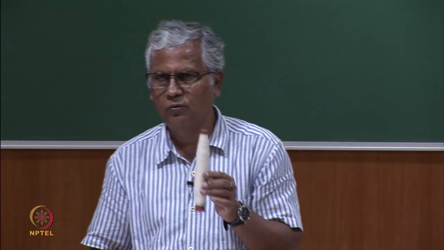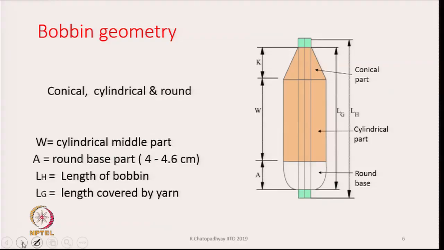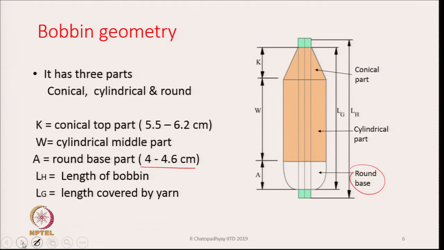We will discuss why it is a little curved also. So, this geometrical form of the bobbin is shown in this diagram, and what is there is that we have a conical part, we have a round base here, and we have a cylindrical part as shown in this diagram. The round base is 4 to 4.6 centimeter typically in length. The conical part is typically 5.5 to 6.2 centimeter in length.